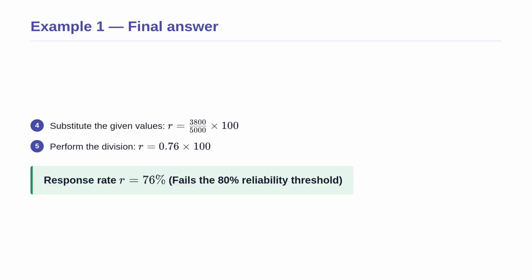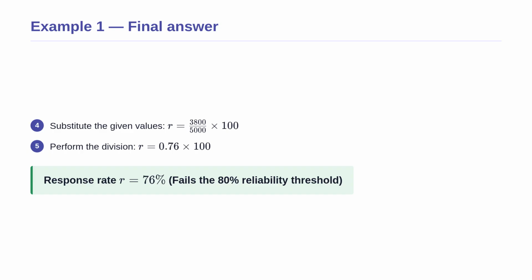Continuing with our calculation, we substitute the known values into the formula. We replace N subscript R with 3,800 and N with 5,000. Dividing 3,800 by 5,000 gives us a decimal value of 0.76, which represents the proportion of people who answered. Finally, multiplying by 100 gives us a response rate of 76%.